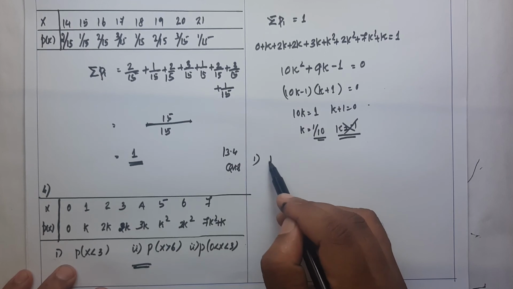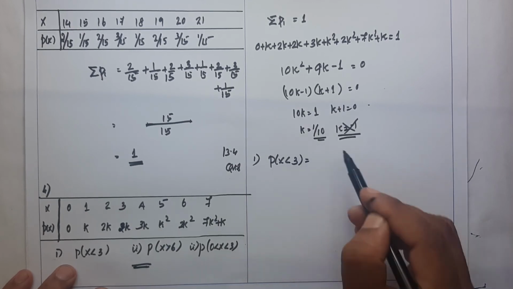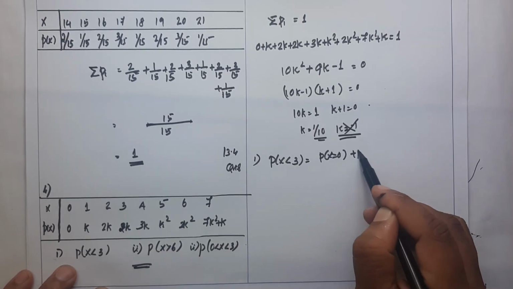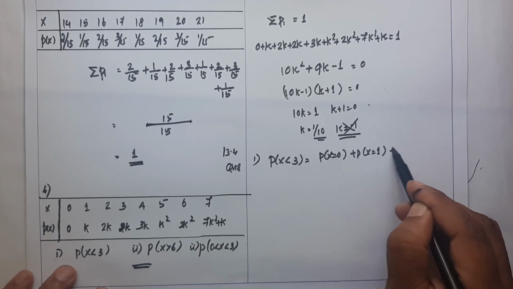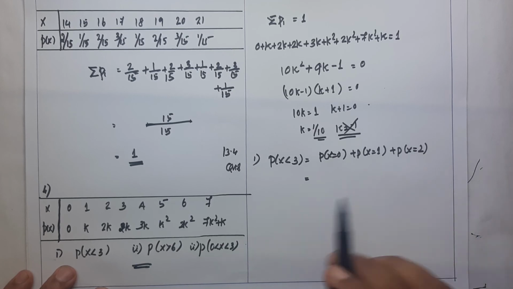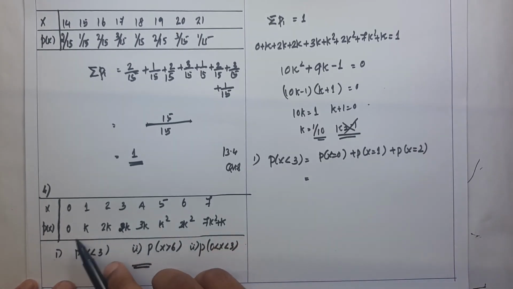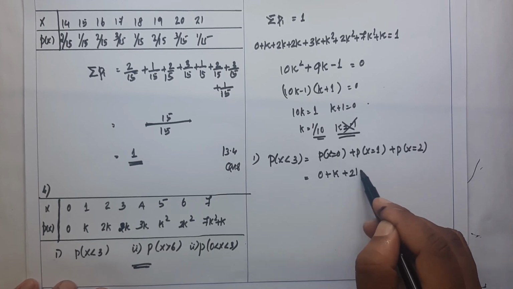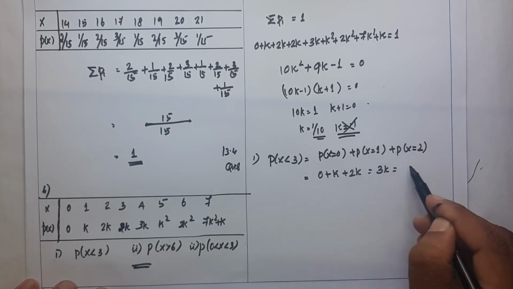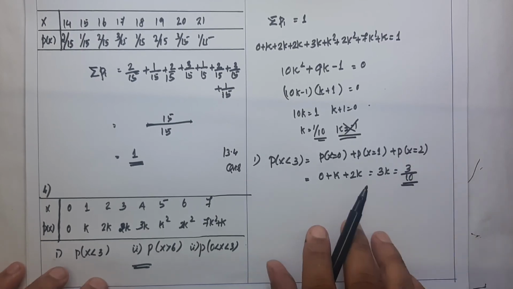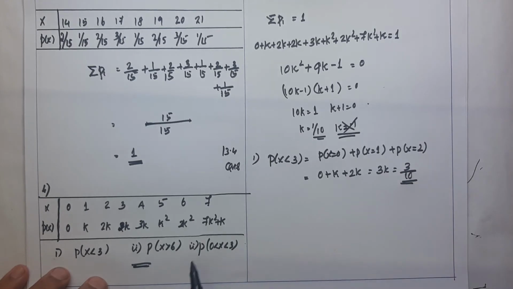Now we find P of x less than 3. P of x less than 3 means we find the sum of the probabilities of the random variable x equal to 0, then P of x equal to 1 and P of x equal to 2. X equal to 0 means the corresponding probability is 0, x equal to 1 corresponding is k, then 2k. Adding these terms we get 3k. Since k is 1 by 10, we get answer 3 divided by 10. So P of x less than 3 is 3 by 10.